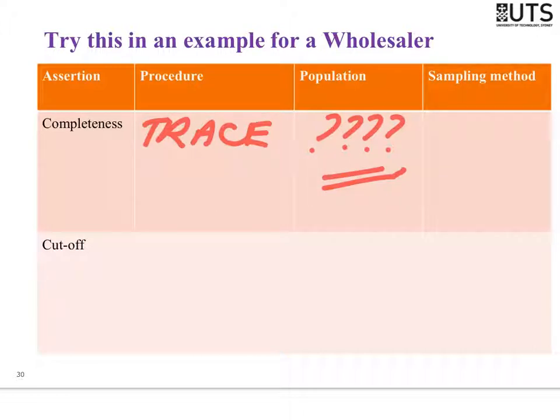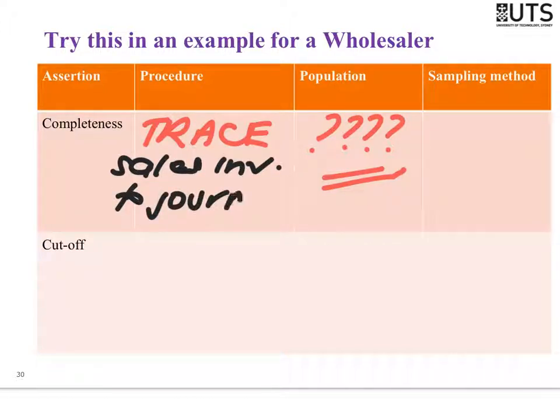And that's what I mean. You and the person next to you could have a completely different test, but still be right, as long as it matches what it is you're trying to achieve. So you might trace, for example, the sales invoice to the journal. Now in doing that, the sales invoice becomes the population, or the population of sales invoices is the population.